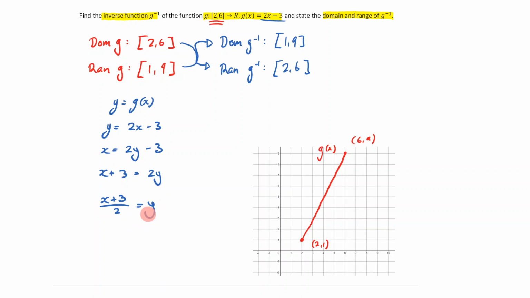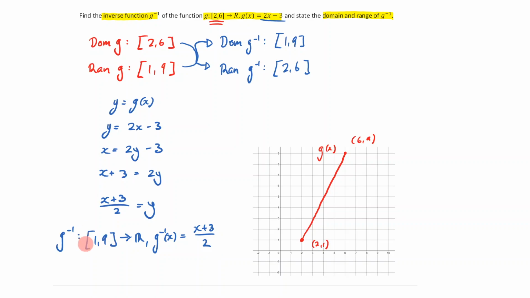And now this is where we need to be very, very careful. When we come to write our final answer, because our original function had a restricted domain, our inverse also has to have a restricted domain. So I'm going to write it in function notation here. My inverse is going to have a domain of 1 to 9. Then I put my codomain, which is always just all real numbers. Then comma, the inverse of g is going to be equal to x plus 3 on 2. And just like that, I've written down my final answer.